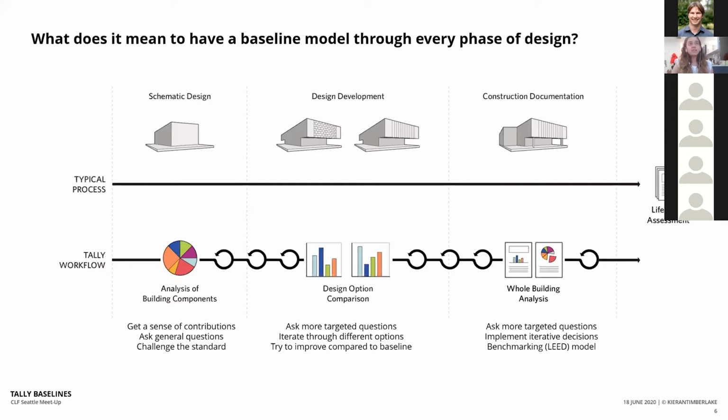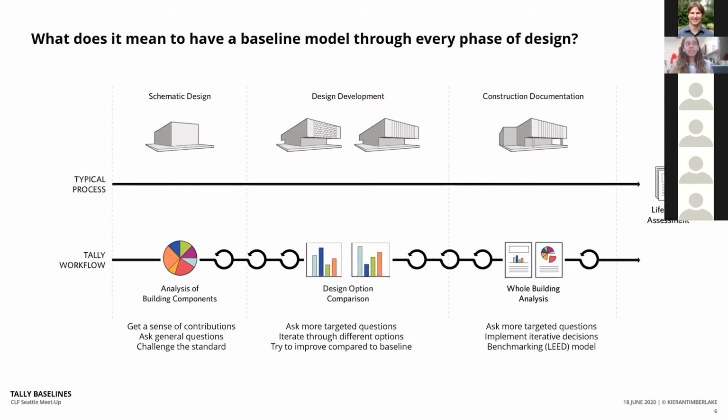Then we can start to ask some general questions at this point, because the design is probably not developed enough for us to ask very specific questions, but we can start tackling some of the more high level general questions like structural type, which of course is determined at a pretty early stage, and it can have huge impacts on the impacts coming from the building. And then we can also start to challenge some of the standards or the typical wall assemblies or partitions that we use in our projects.